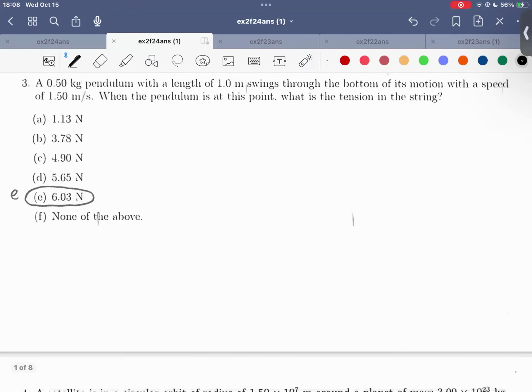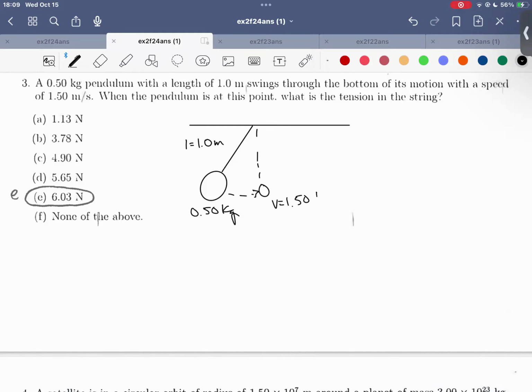And so this one is number three. We're given this pendulum. We're told it's 0.50 kg. And so we're given a length equal to 1.0 meters. Now, as it swings through the bottom, it has a speed of 1.5 meters per second. So when the pendulum is at this point, what is the tension in the string?